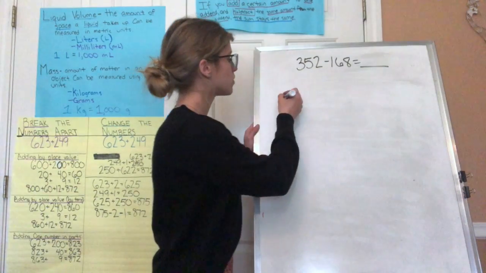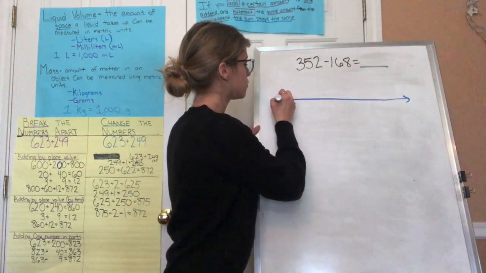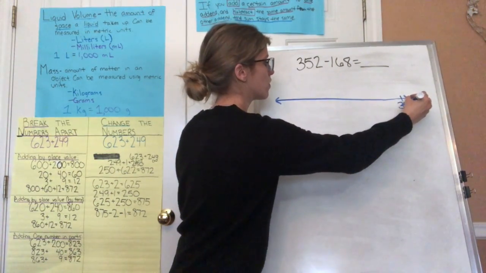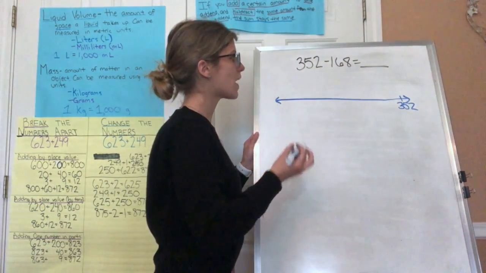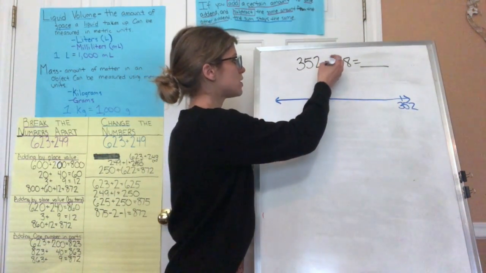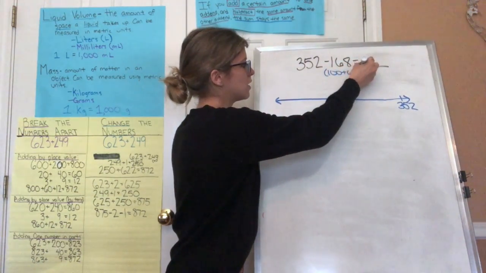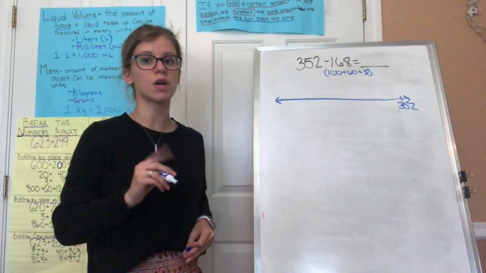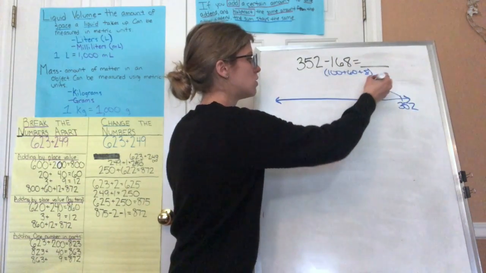What you could have done is use a number line to represent this. If I'm using a number line, I know I'm going to start on the right side for 352. One way I can do this is break up 168 into 100 plus 60 plus 8. I can break it up by place value, but only that one number am I going to break up. So I'm first going to take away 100.